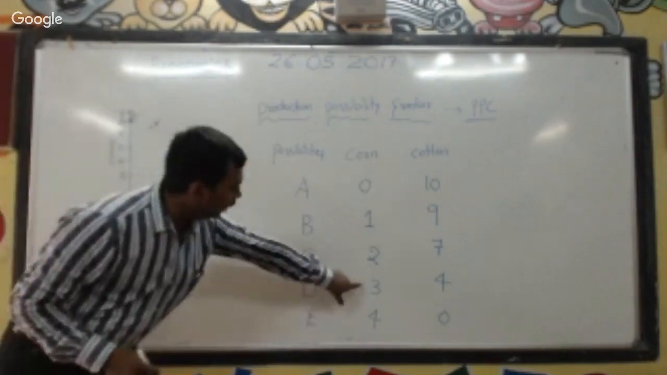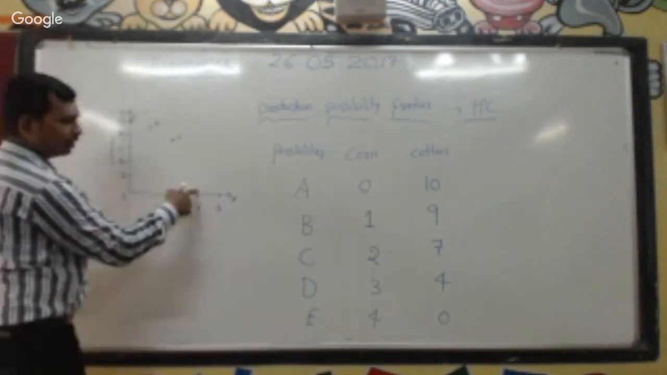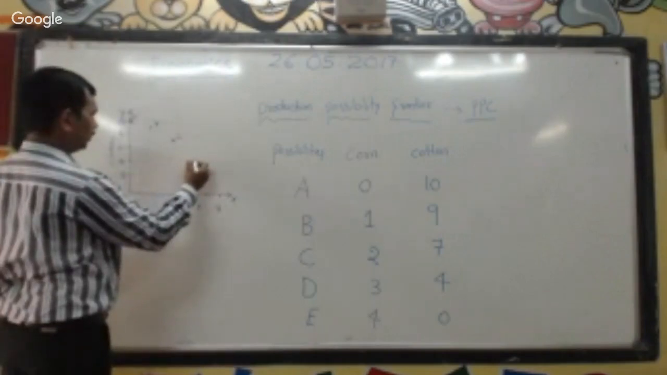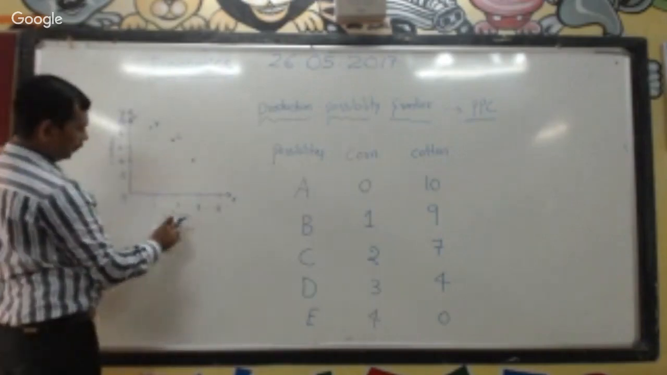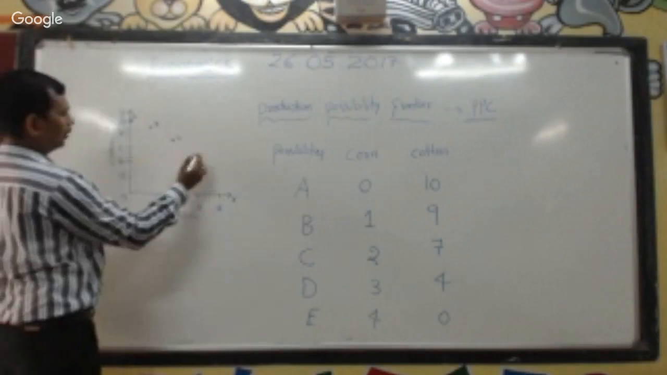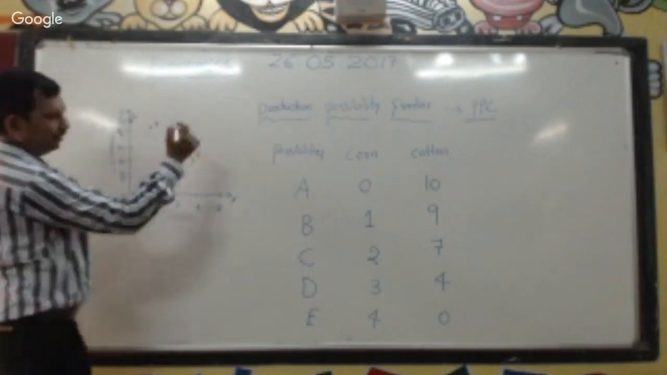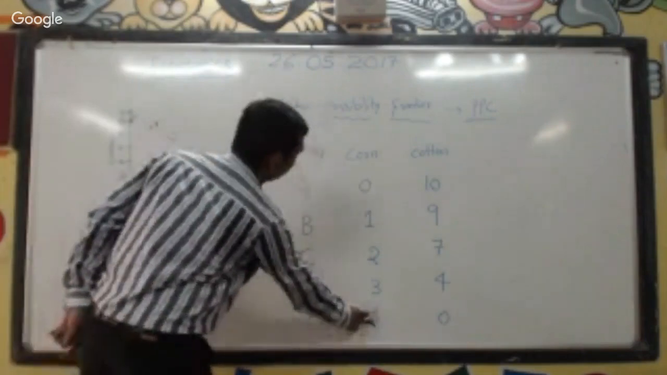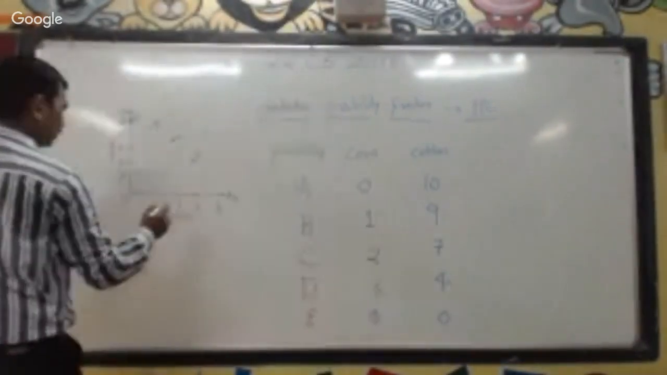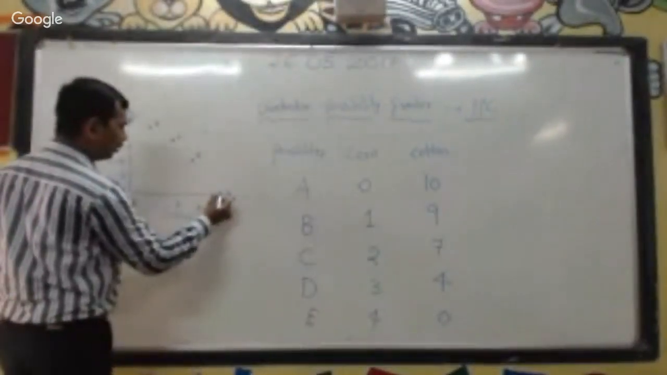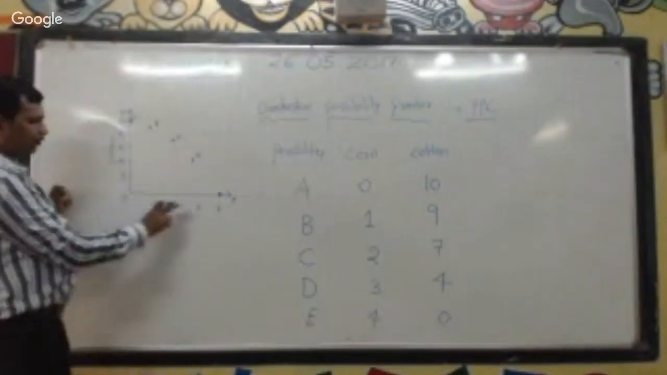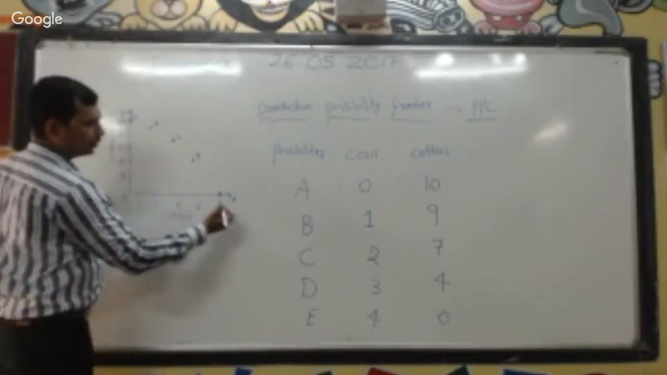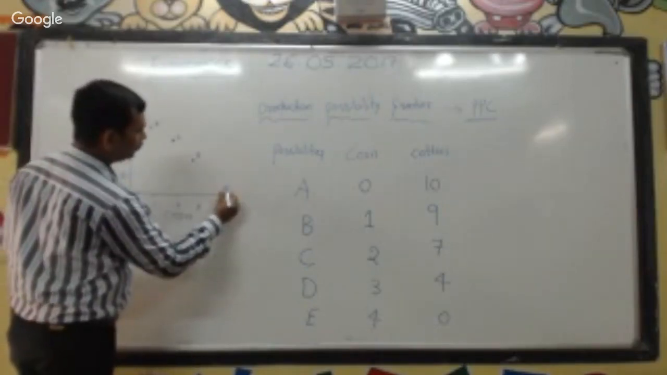Combination D, 3 units of corn, 4 units of cotton. This is the combination D. And the last combination is 4 units of corn, 0 units of cotton. This is the combination E.